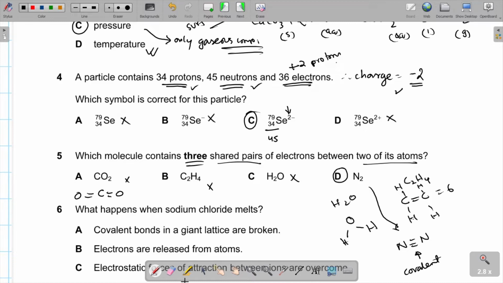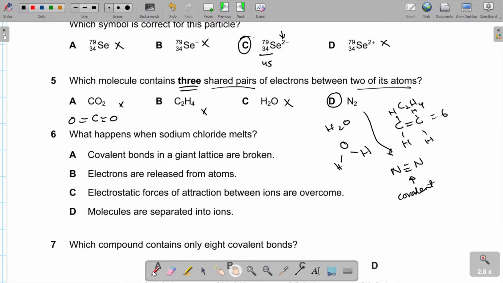So the answer is going to be D, since it asks for 3 shared pairs of electrons. The next question says, what happens when sodium chloride melts? When sodium chloride melts, covalent bonds in a giant lattice are broken. No, covalent bonds are not broken, since this is an ionic compound.